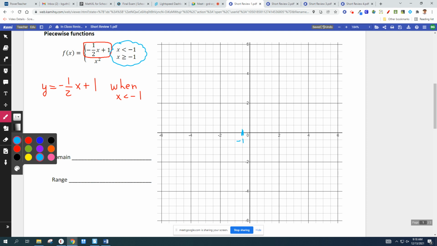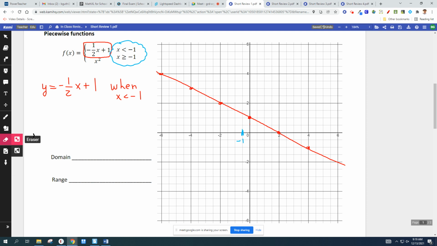If I was graphing the equation y = -1/2 x + 1, normally what we would do is start at 1. Wait, no, the scale's weird. Start at 1 and we go down 1 and over 2, down 1 and over 2, and we would draw a line, up 1 and over 2, up 1 and over 2, up 1 and over 2. We would draw a line that looks like this. But we only are allowed to look at that graph when x is less than -1, so we don't want to look at this whole thing.